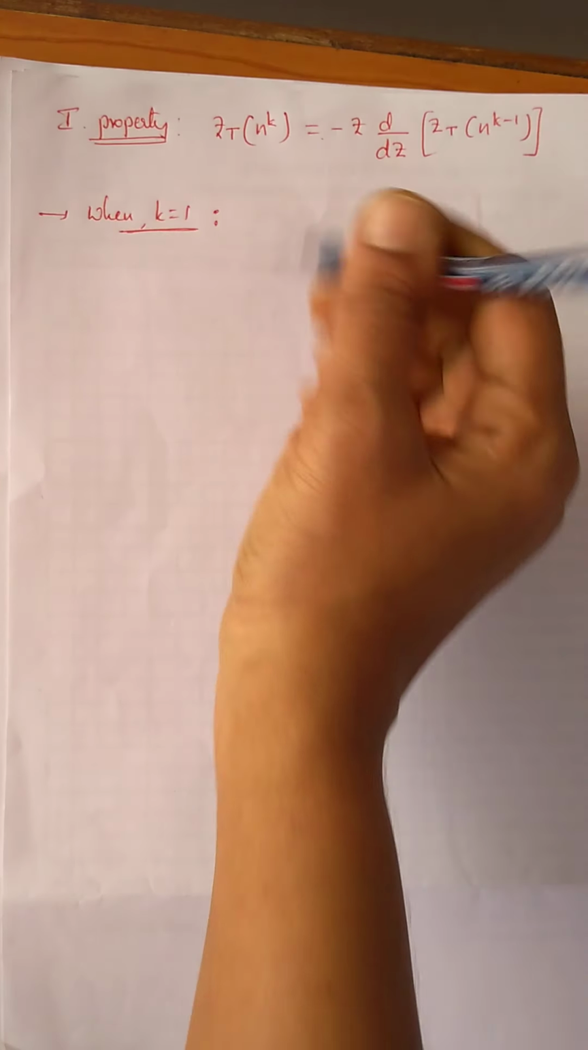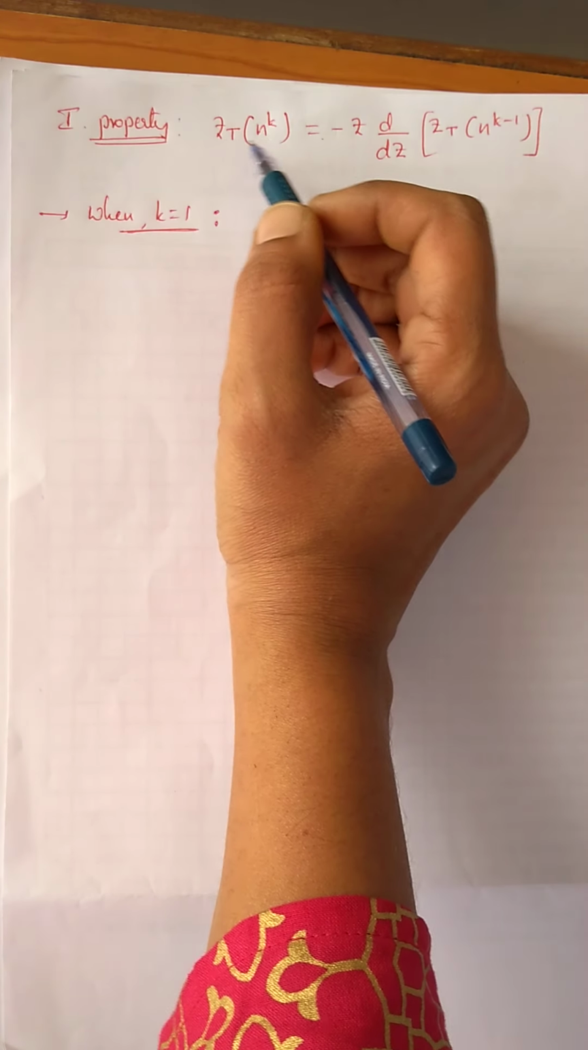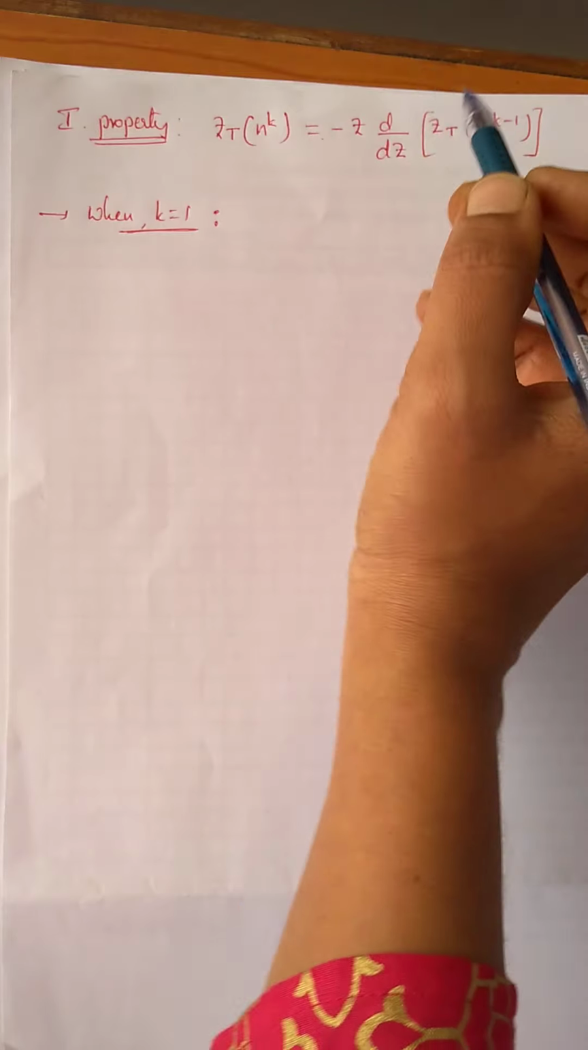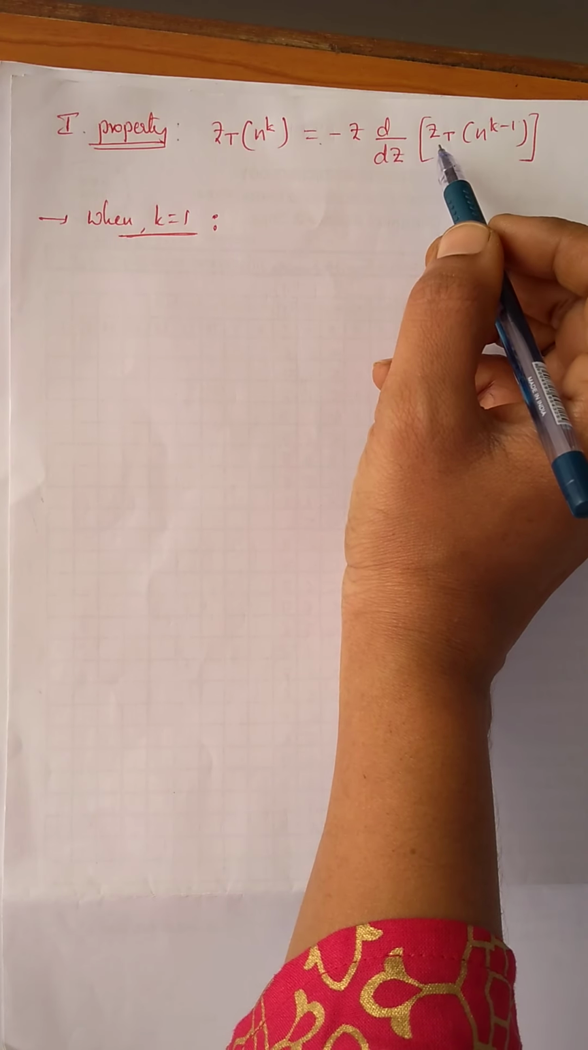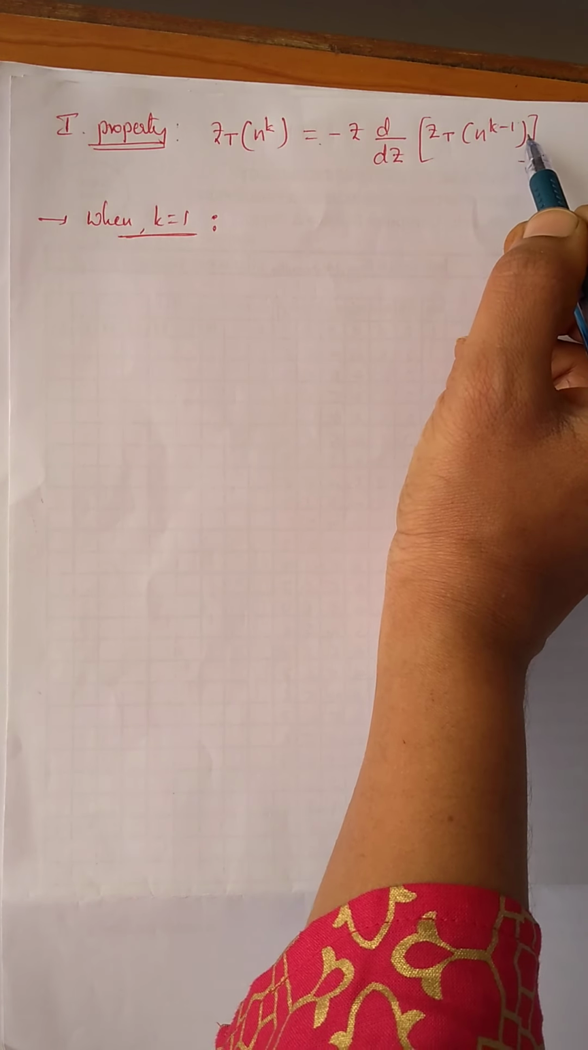Hi students, in this video I am going to explain Z transform of n, Z transform of n square and Z transformation of n cube by using this Z transform property. The property is Z transform of n to the power of k is equal to minus z d by dz Z transform of n to the power of k minus 1.